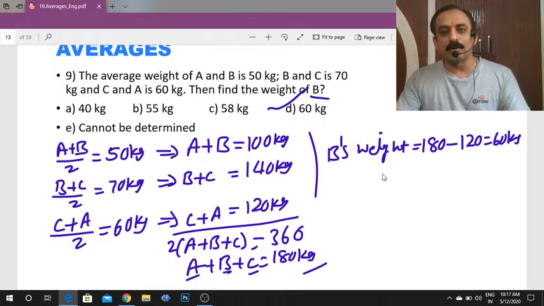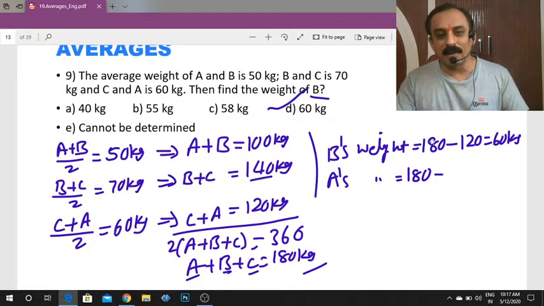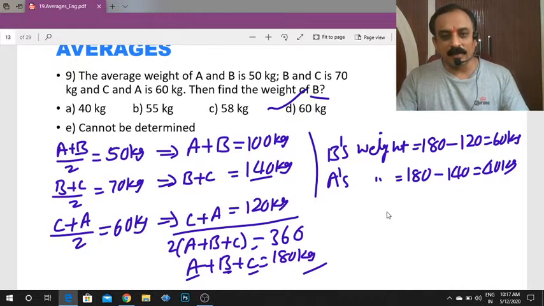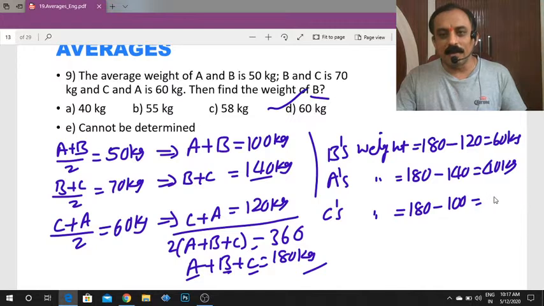Now, for example, tell me what is A's weight? A's weight is A plus B plus C minus B plus C. What is B plus C? 140. So 180 minus 140 is 40 kg. What is C's weight? A plus B plus C, 180, minus A plus B. A plus B is 100. So 180 minus 100 is 80 kg.